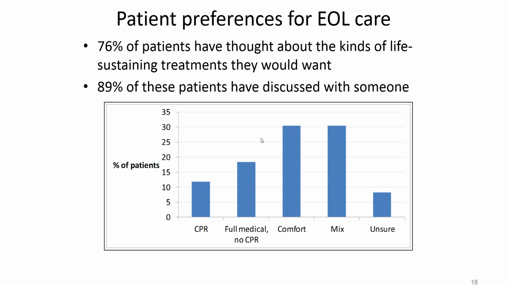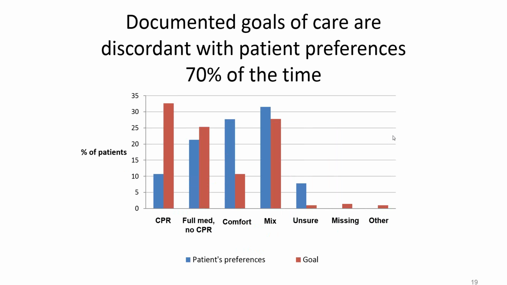What was disturbing was the extent of discordance between what patients wanted in terms of life-sustaining treatments and what the documented goals of care were in the chart at the time that patients were asked.